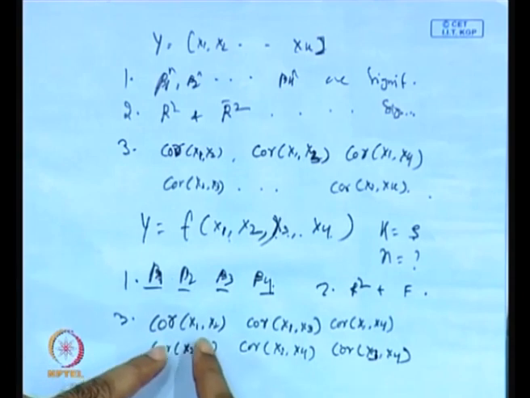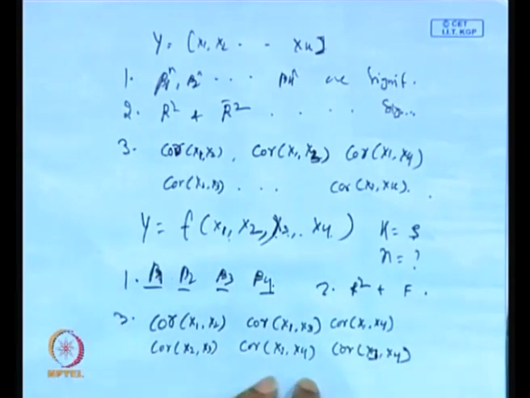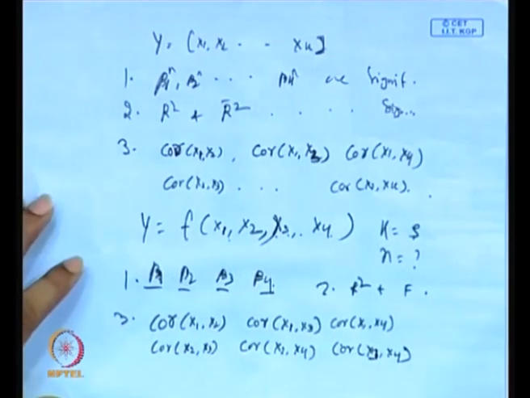So, that means if your model has Y and 4 independent variables, then so far as multicollinearity is concerned, we have an additional problem to investigate, that is, having correlation among the regressors. In this setup, we would like to know the correlation between x1 and x2, x1 and x3, x1 and x4, x2 and x3, x2 and x4, and x3 and x4.